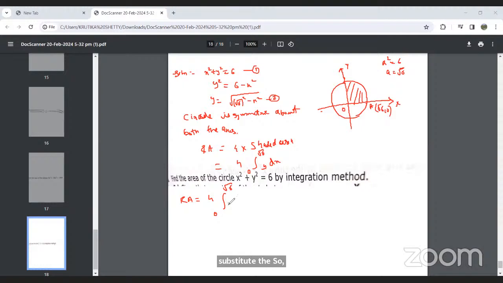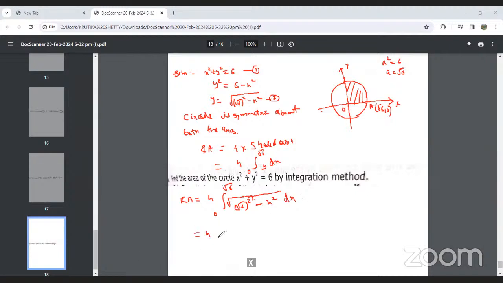Okay, and then integration of, as per the question it is root 6 whole square minus x square dx. Okay, so we need to simplify this.